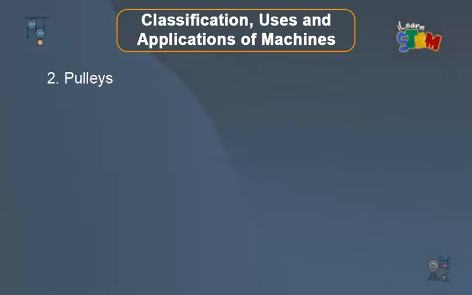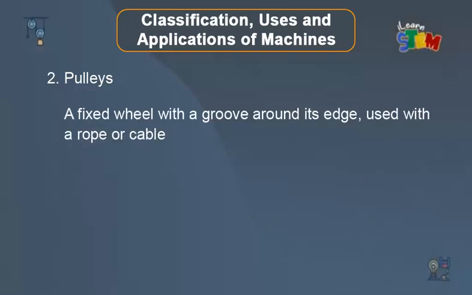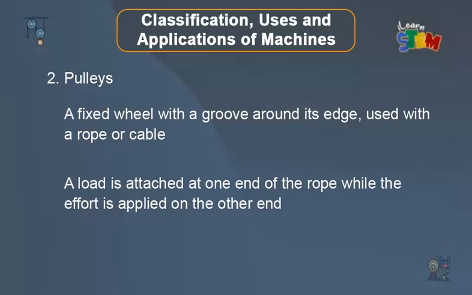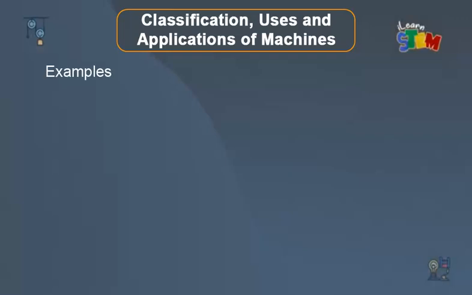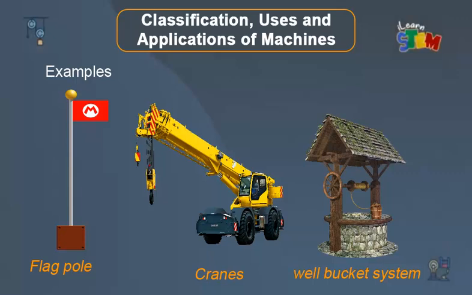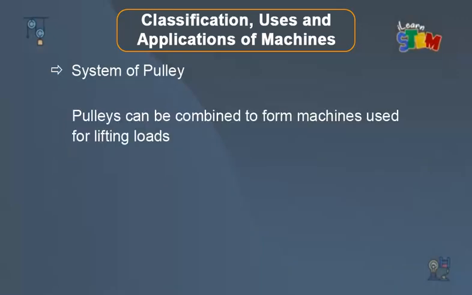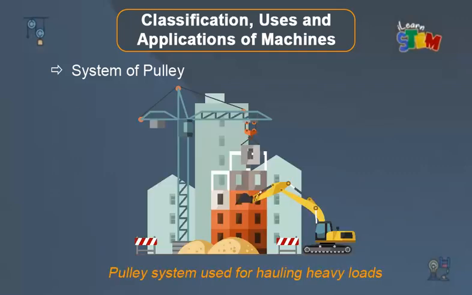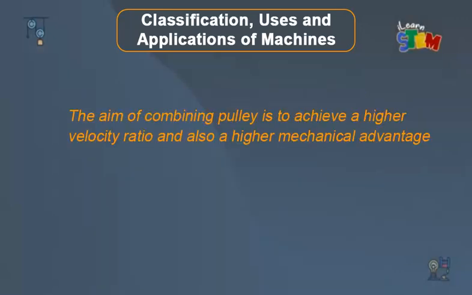Now the second type of machine. Pulley. A fixed wheel with a groove around its edge, used with a rope or cable. A load is attached at one end of the rope, while the effort is applied on the other end. Examples: flagpole, crane, and well bucket system. System of pulley. Pulleys can be combined to form machines, used for lifting loads. They are used by builders for hauling heavy loads to high floor, or in loading and unloading ships. The aim of combining pulley is to achieve a higher velocity ratio and also a higher mechanical advantage.